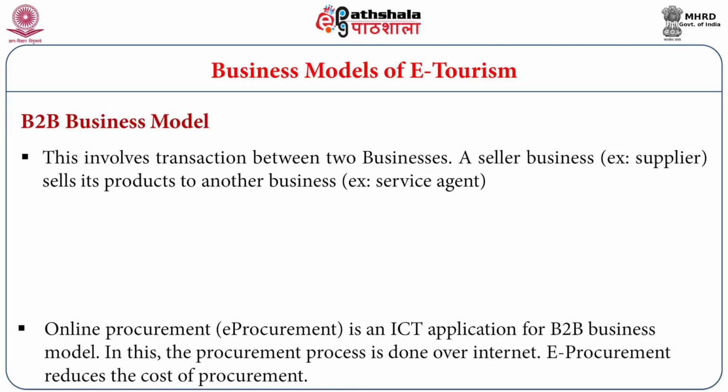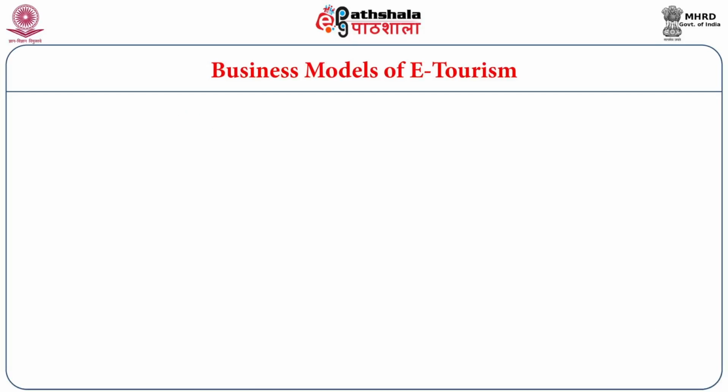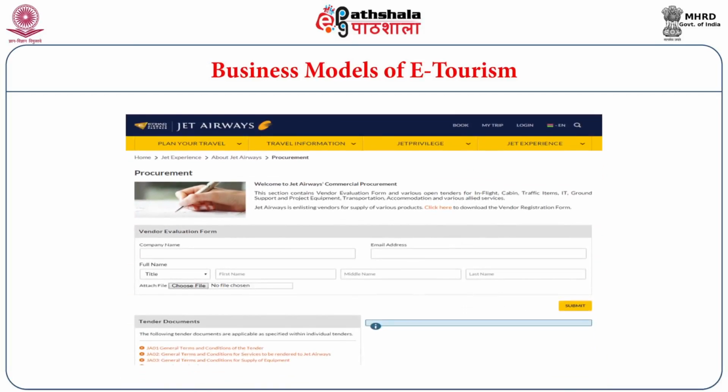As you can see from the diagram, host business has got a product which it sells to a consuming business, and the consuming business places an order for the product. Finally, the host receives the order, processes and dispatches the product. So all the parties involved here are business processes. Jet Airways online procurement website is an example for B2B business model. So this is the web page for vendor evaluation in Jet Airways, where the supplier business can register itself to Jet Airways, and once it is registered, it can supply its products and services to Jet Airways.